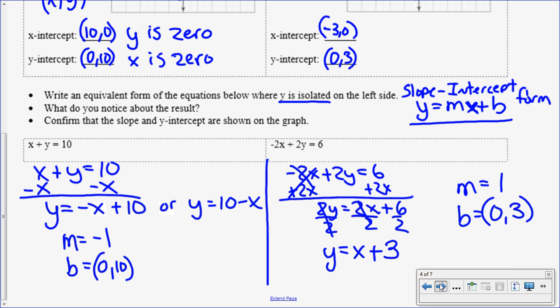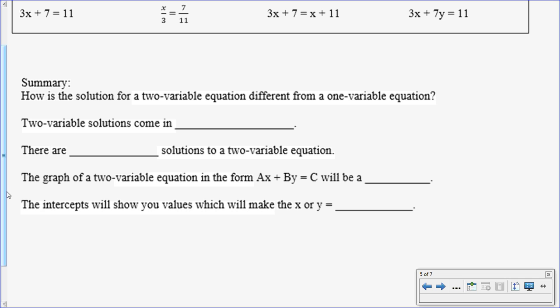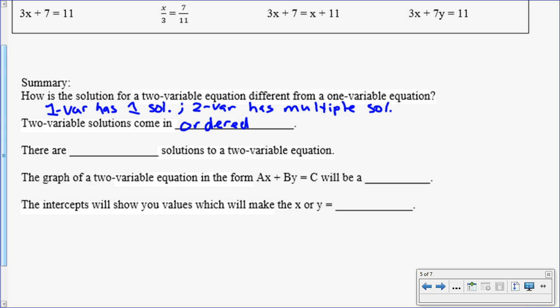All right, so let's answer the summary here on the back. How is the solution of a two-variable equation different from a one-variable equation? And that's, again, the one variable has one solution, and the two variable has multiple solutions. Two variable solutions come in, that is, ordered pairs. They are points on a graph. And remember, we write an ordered pair as x comma y in that order.